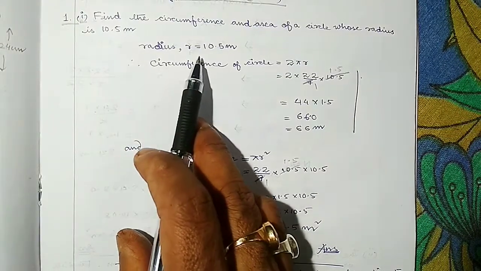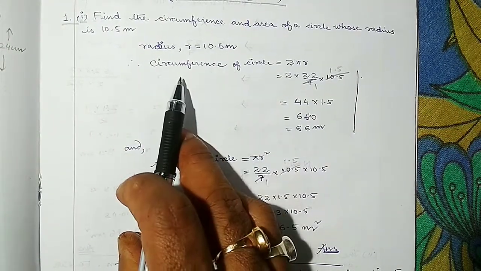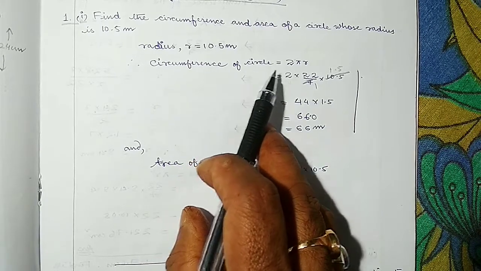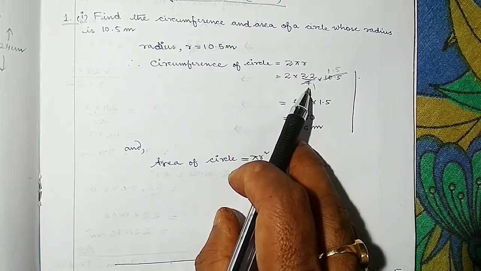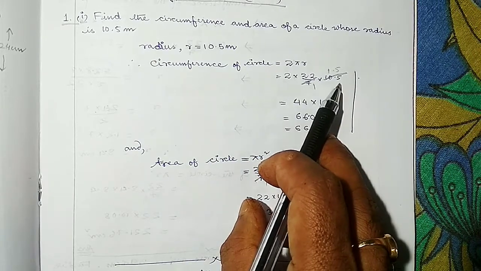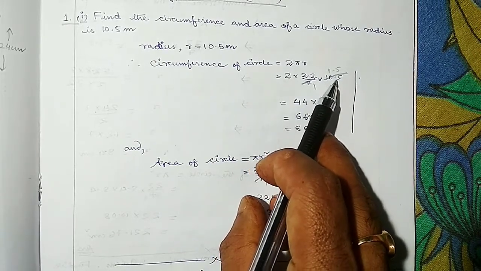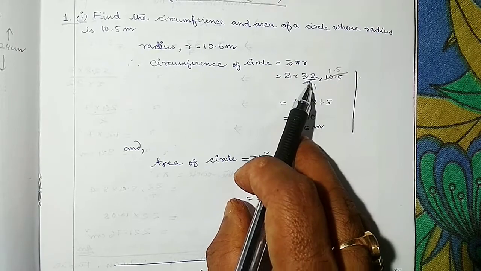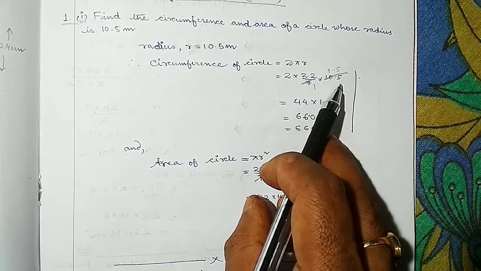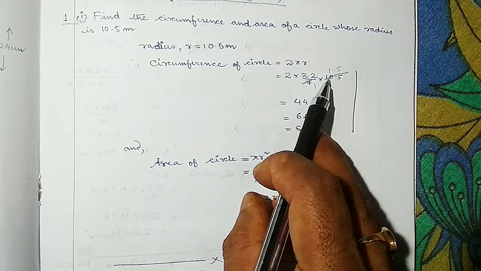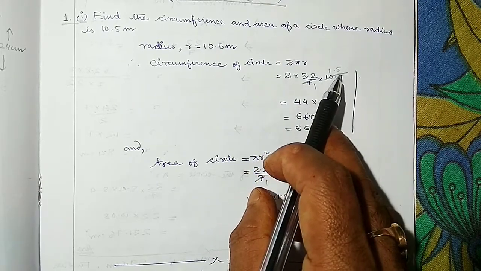Here radius is 10.5 meter. So circumference of the circle, we know the formula, it is 2 pi r. So we can write 2 into 22/7 into 10.5. Now if I cancel 10.5 by 7, I am going to get 7 1 ja 7, 3 35. That means 5 7 ja 35. So after cancelling 10.5 by 7, we got 1.5.